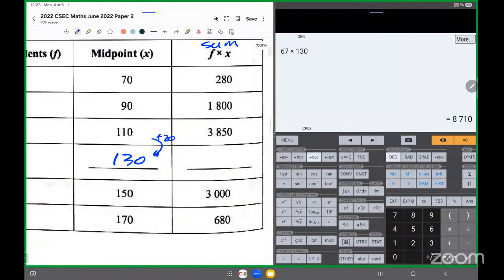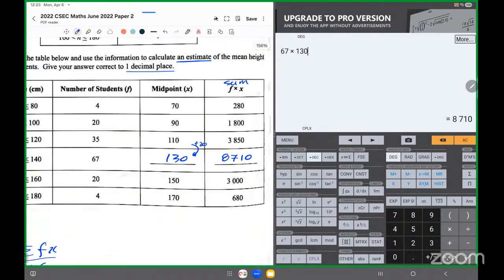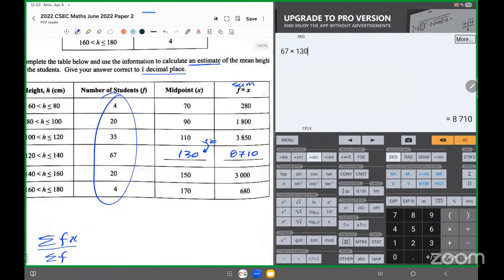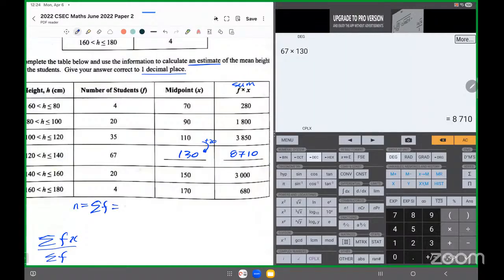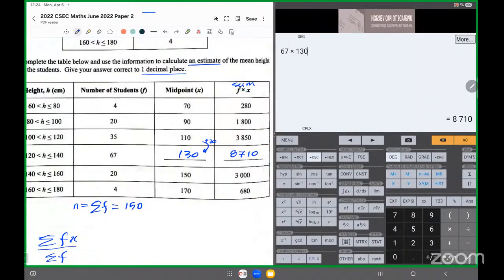That becomes 8710. Then we need the sum of f. We know that the sum of the frequency here is 150 already, the number of students. This is supposed to be 150, because there are 150 students. And we need to sum all the fx now. This is the sum of students, 4 students in this group. This is the sum of the students' height for the ones in this group. This is the sum of the height of the students in this group. When you add up all of these, you're getting the sum of height of all 150 students.